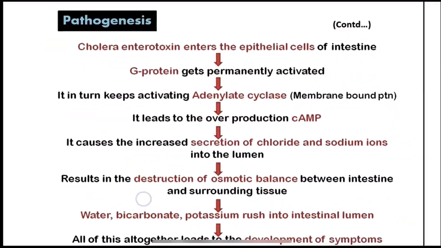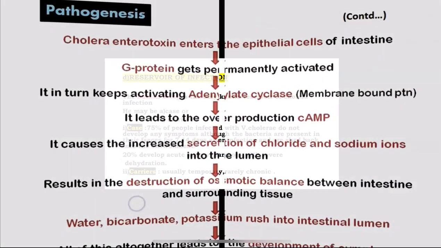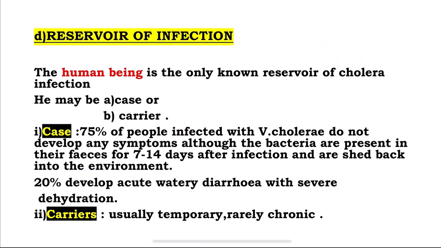So far we have completed the pathogenesis as well. Let's move further to the reservoir of infection. The human being is the only known reservoir of cholera infection. It can be a case or a carrier.